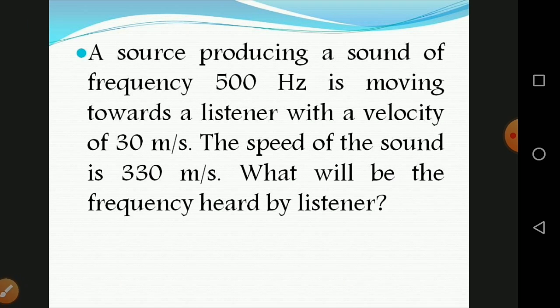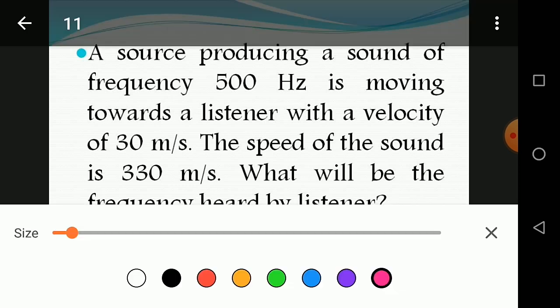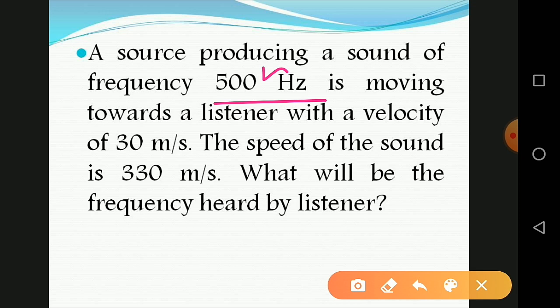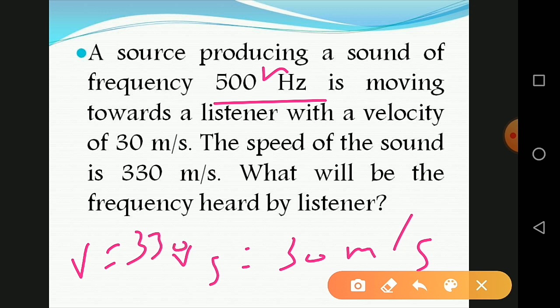And then second question: a source producing a sound of frequency 500 hertz. So n is equal to 500 hertz. And then it is moving towards a listener with a velocity of 30 meter per second. The velocity Vs is equal to 30 meter per second. And then the speed of sound, that means the velocity, is equal to 330.